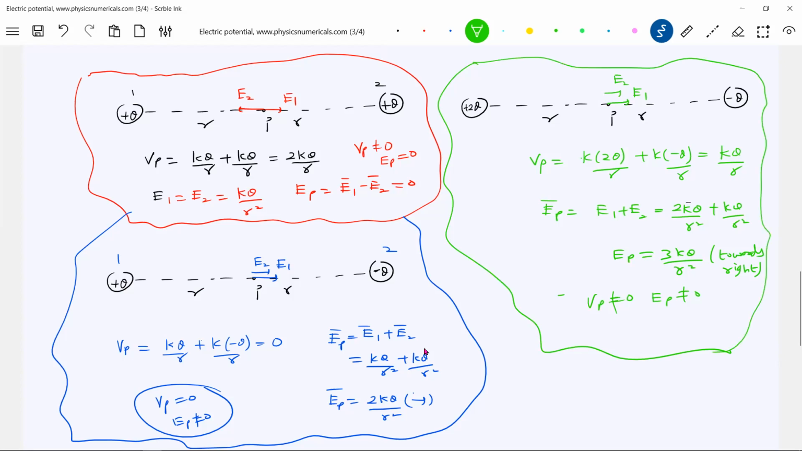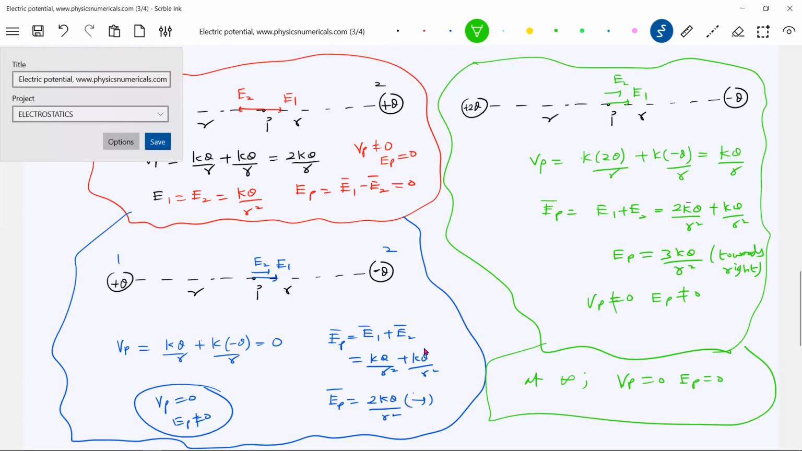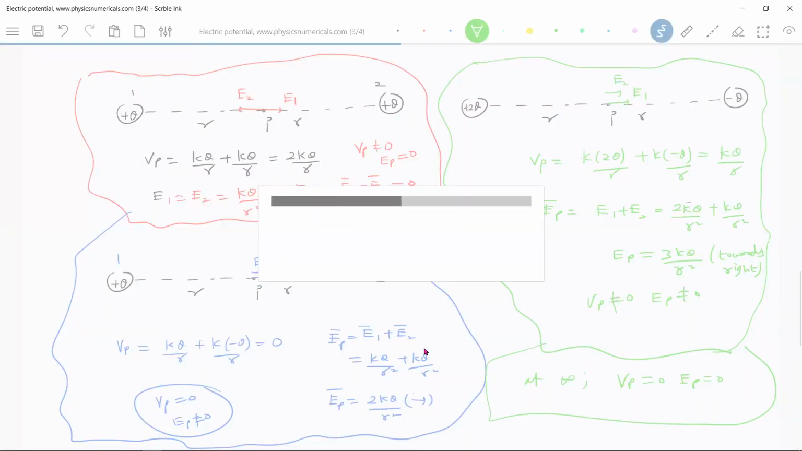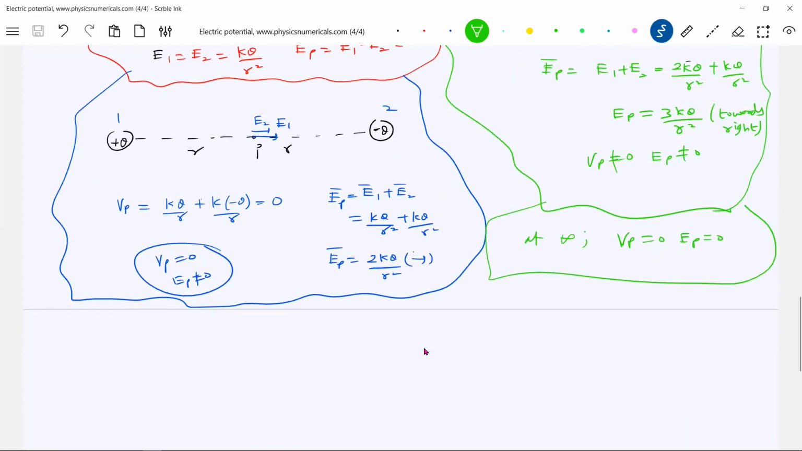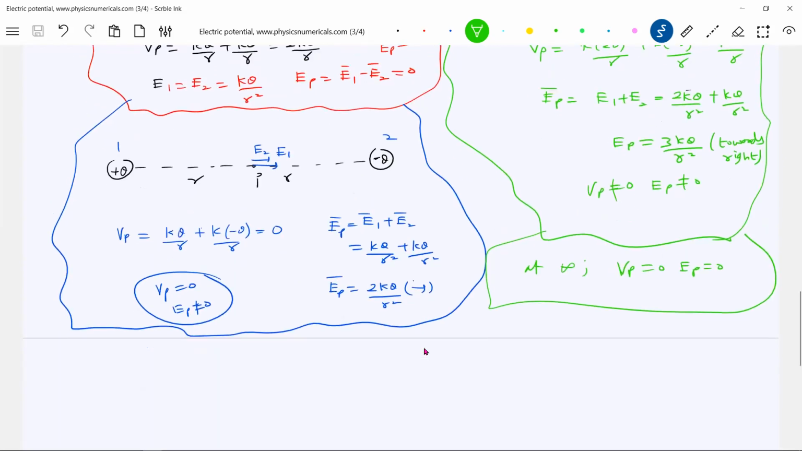Then at infinity, what will happen? At infinity, in all the cases, potential and field both will be 0. So in this way, what we can conclude here, for point charges, we can bring a situation of this kind. So when you're calculating potential, take the algebraic sum of potential due to individual charges. When you're calculating the electric field, you should take the vector sum of electric field due to individual charges. I think there's a conclusion which I should conclude here.